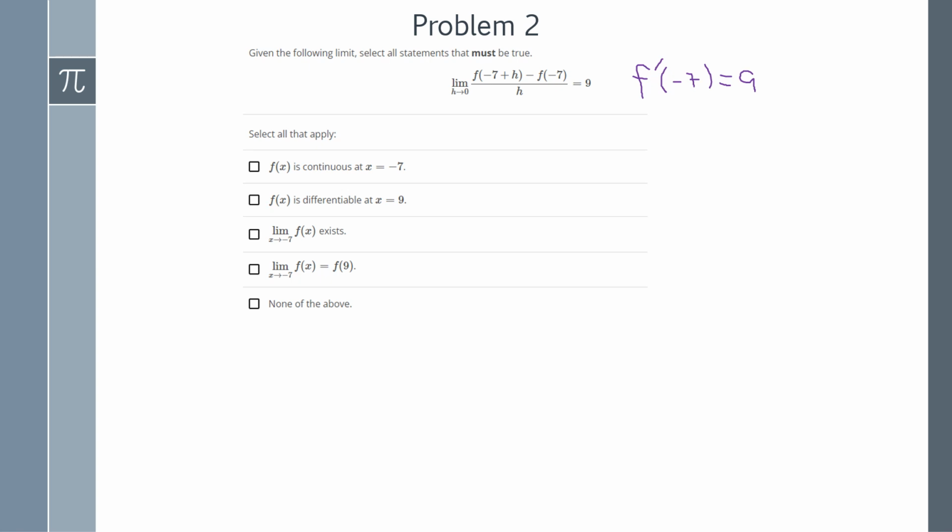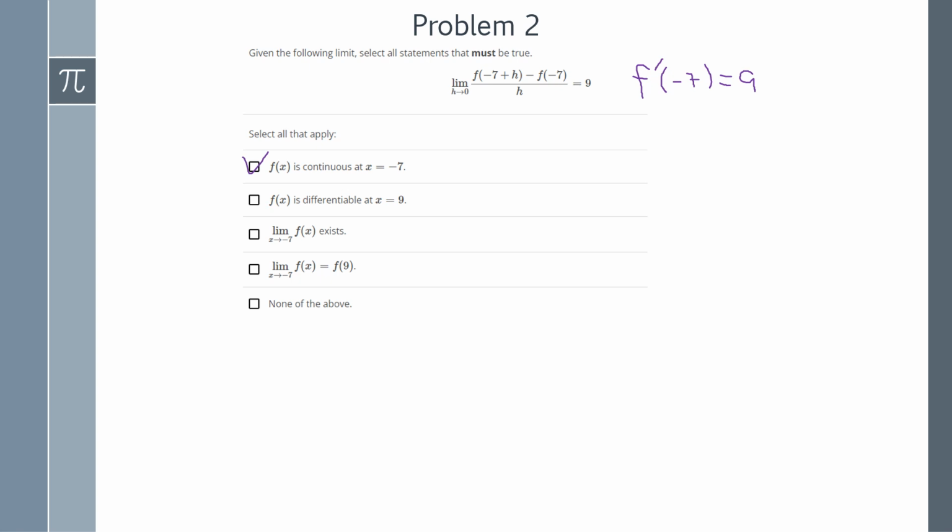All right, let's take a look at all the options that are given to us. The first one says f of x is continuous at x equals -7. Is that true? Well, we just discussed the differentiability of our function at -7, right? f prime of -7 does exist, so the function is differentiable and therefore it is continuous. This is the theorem that we discussed in this section, where we say if f is differentiable, then it also must be continuous. So that is true.